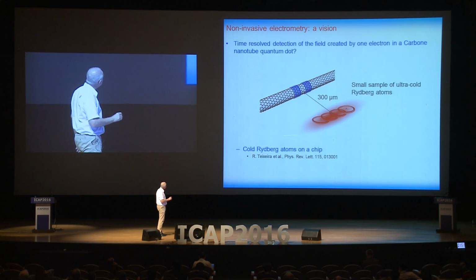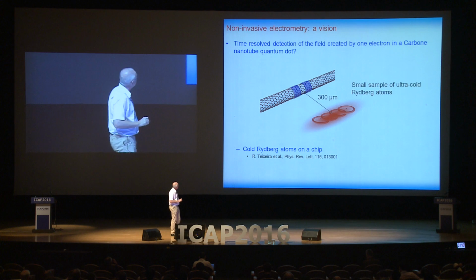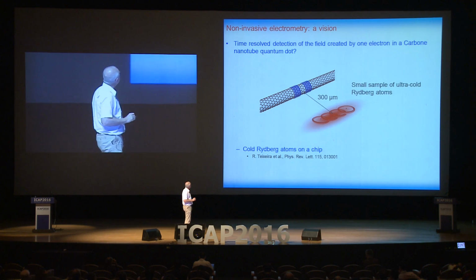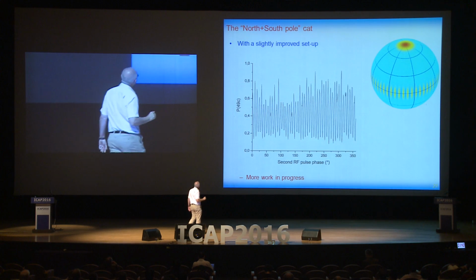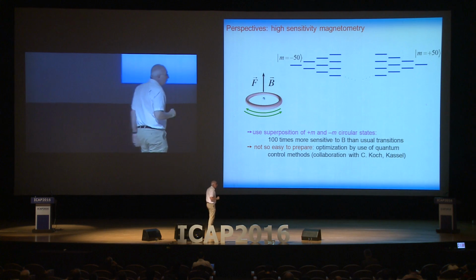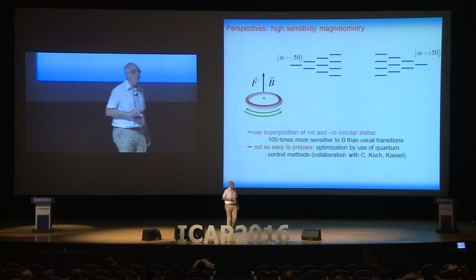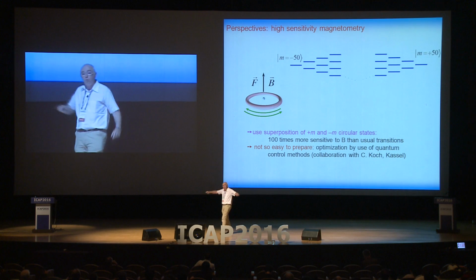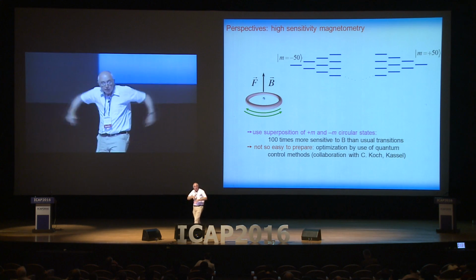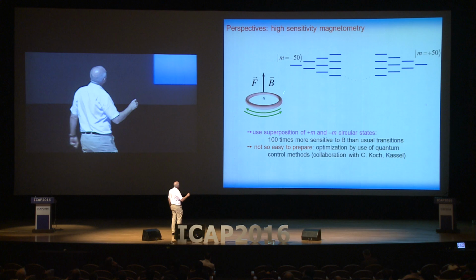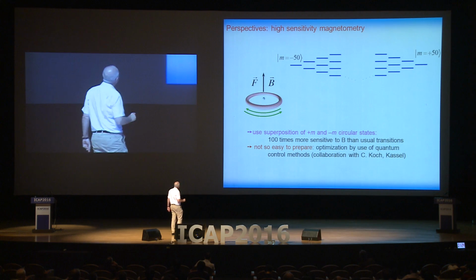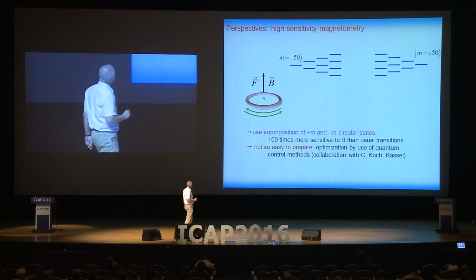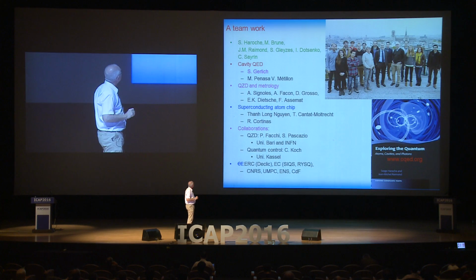And the recent progress that we made on cold Rydberg atoms on a chip is interesting in that direction. We also, this is a preliminary evidence of a North Pole, South Pole cat, but I have no time to discuss that. We also think of preparing superposition of two circular states with opposite magnetic momentum. An electron going in two opposite directions. It's interesting because it's totally insensitive to electric field, but of course allows for quantum-enabled measurement of a magnetic field.